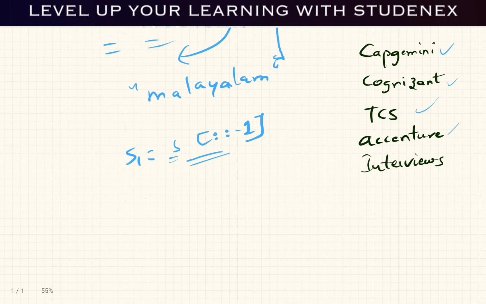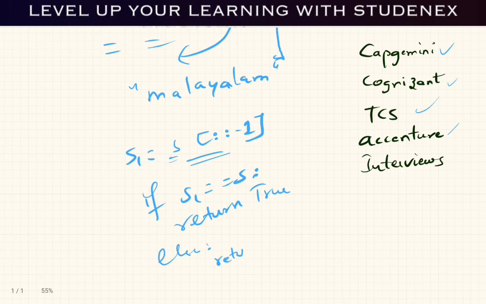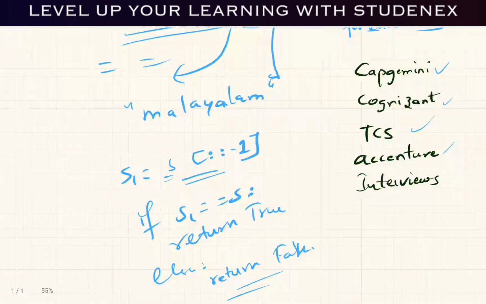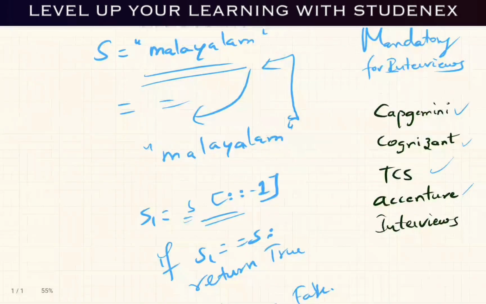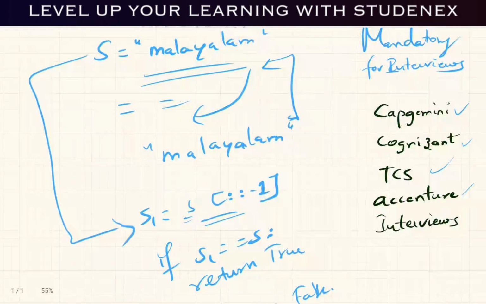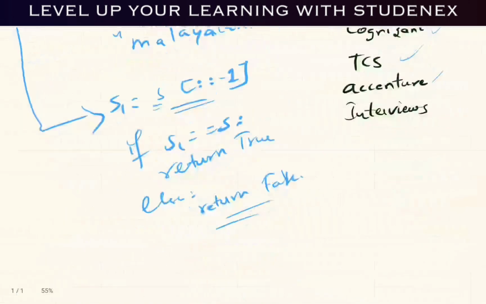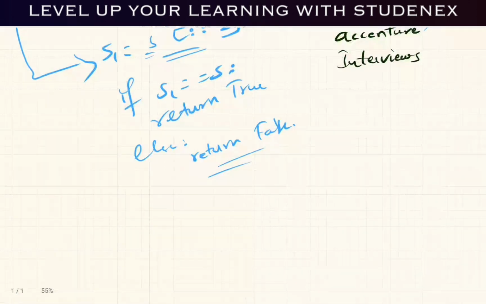I'm gonna take an if statement. If S1 is equal to S, I'll return true. Else, I'll return false. So this is what I'm gonna do. This is the particular thing which I'm gonna do. So I hope you understand what happened here. I took the string, I just reversed that particular string, but without returning, I just gave an if statement here.